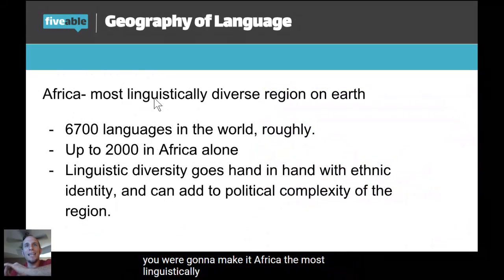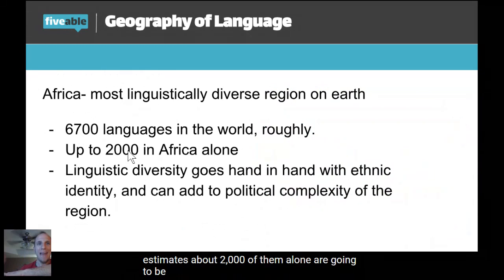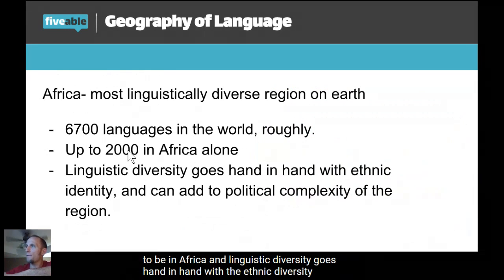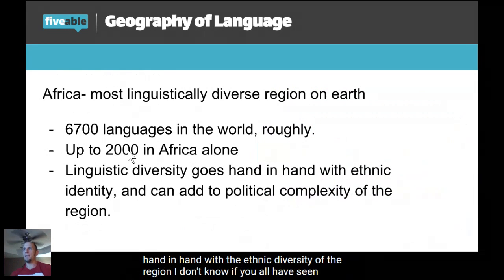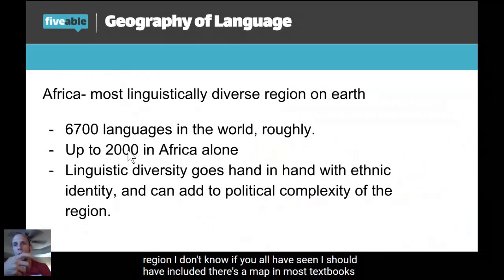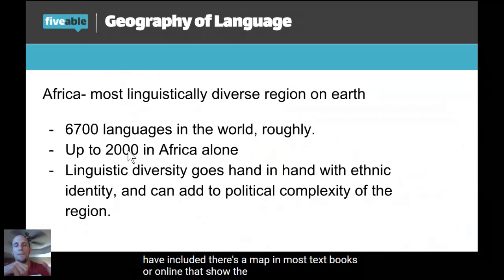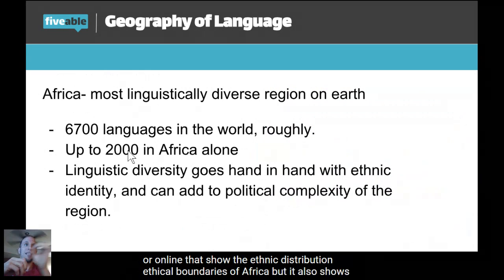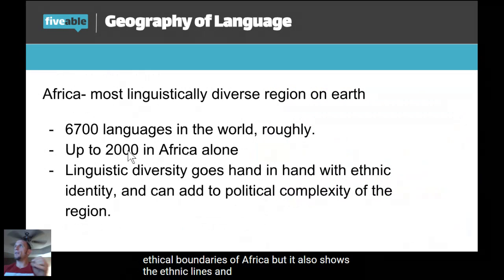Africa, the most linguistically diverse region on Earth today. In the world, you've got, like I said, about 6,700 languages. Those are estimates. About 2,000 of them alone are going to be in Africa. And linguistic diversity goes hand in hand with the ethnic diversity of the region. There's a map in most textbooks or online that shows the ethnic distribution of the different groups. It shows the political boundaries of Africa, but it also shows the ethnic lines. And those ethnic lines, most of the time, are where different ethnic groups speak different languages.